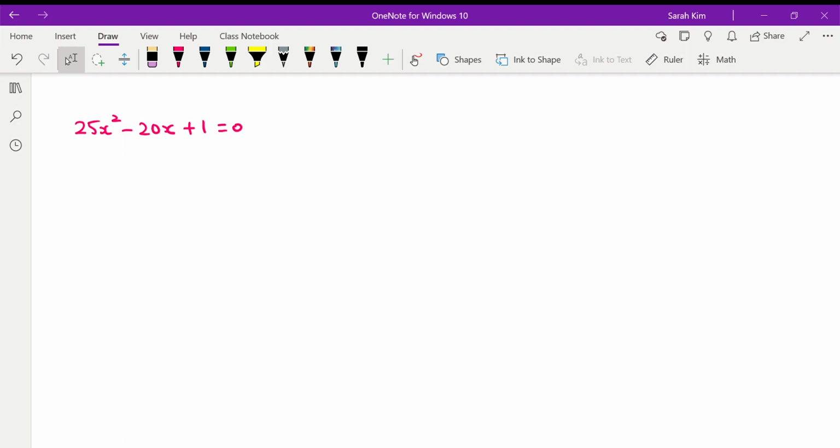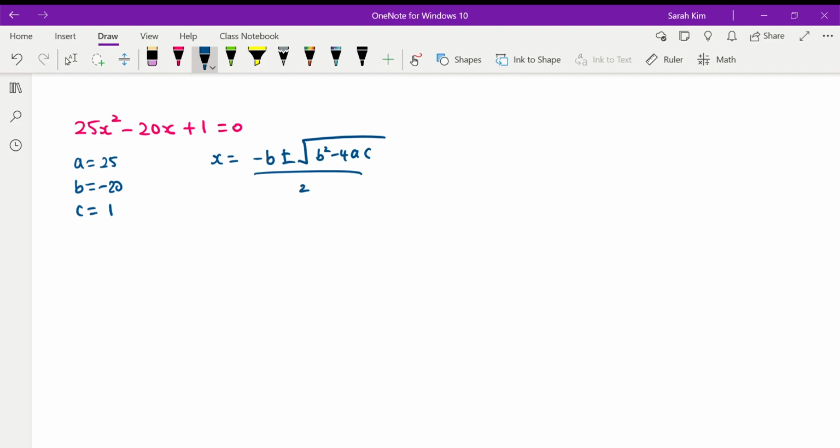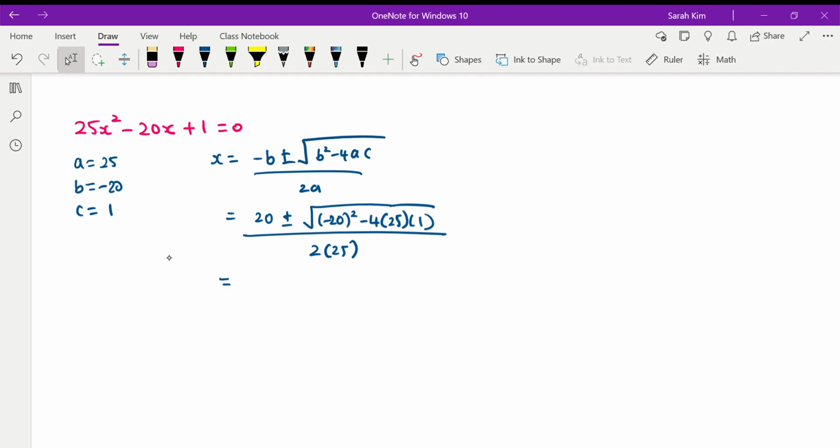The easiest one for me is the quadratic formula. Again, we already know a, b, and c, and I'm just going to put them in my formula. So I get 20, just substituting values in. If you are still not feeling confident with this, you might have to go back and do some more homework, okay? We have done this already, so minus 100 divided by 50.